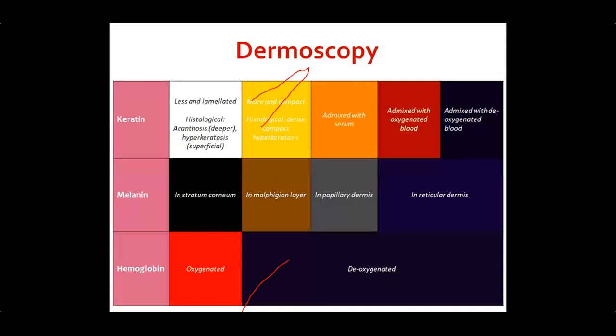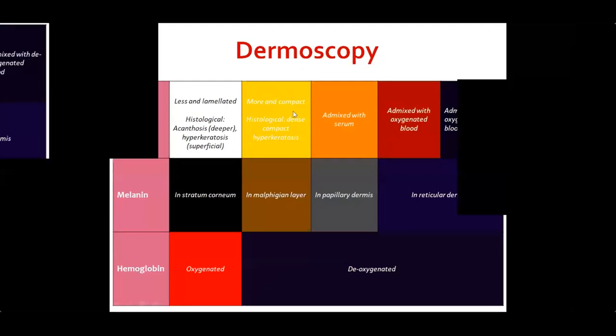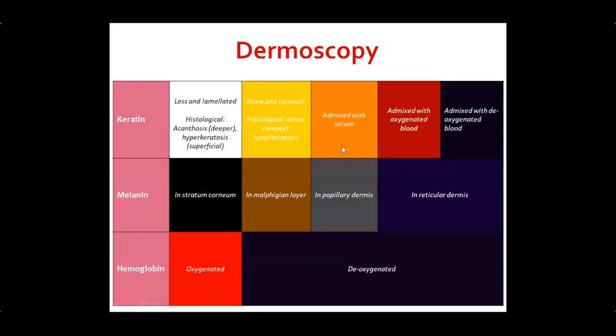And these are the different shades of colors imparted by these three chromophores. When the keratin is less and lamellated, it gives a whitish color. And when it is more and compact, it gives a yellowish color. Admixed with serum, it appears orange-yellow. When admixed with oxygenated blood, it appears dusky red, and blue-black when it is mixed with deoxygenated blood.